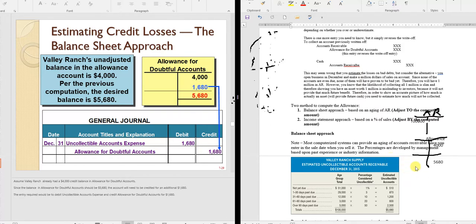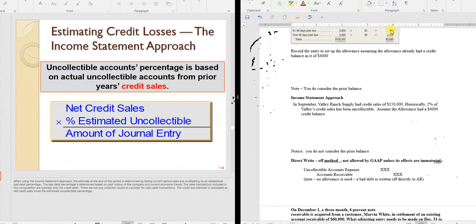So I want you to do one more thing and look at what is your net realizable value. Okay, so my net realizable value is the balance in accounts receivable of my $100,000 minus the 5,680, the final balance in my allowance, which is $94,320. So that is what would appear on my balance sheet as an asset, net realizable value. So remember that net realizable value, the 94,320. That's pretty important. Our net realizable value using the balance sheet method is 94,320.